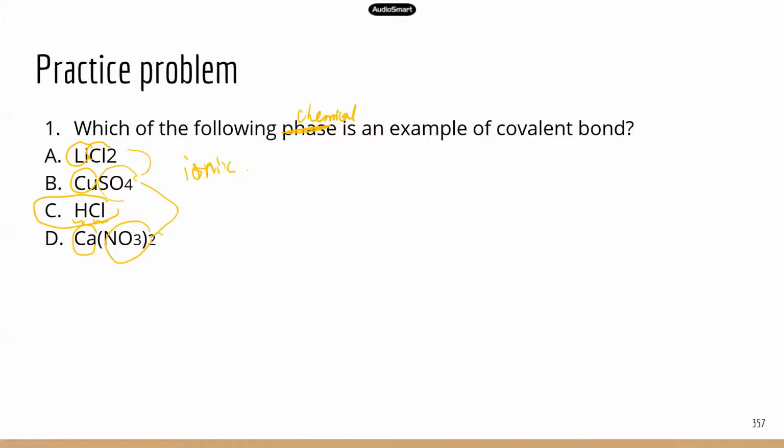Both hydrogen and chlorine are non-metals. So when they form a chemical bond, it's going to be a covalent bond. And it's going to be a polar covalent bond because chlorine is a lot stronger than hydrogen in attracting electrons. So the electrons tend to stay closer to chlorine atom. So the chlorine end is going to be slightly negative, and the hydrogen end is going to be slightly positive. So hydrogen chloride is a polar molecule.